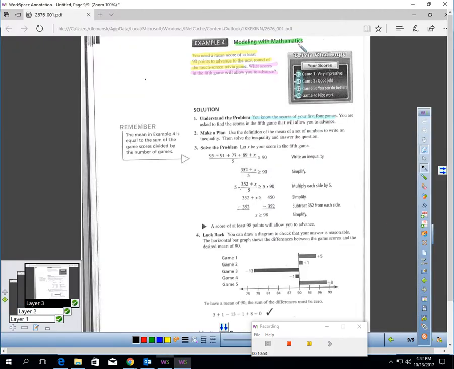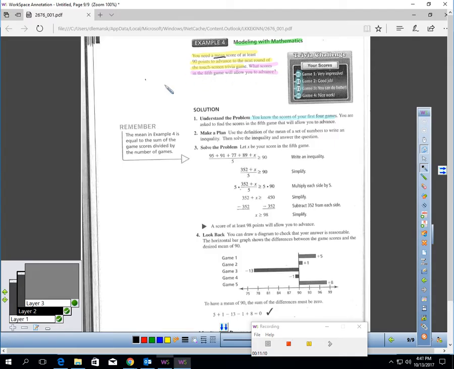Let's talk about modeling with mathematics, some of these word questions again. You need a mean score of at least 90 points to advance to the next round. Now think about that. What does the word mean represent? And I hope you're thinking average. So I need an average of at least 90 to advance to the next round. What score in the 5th game will allow you to advance?